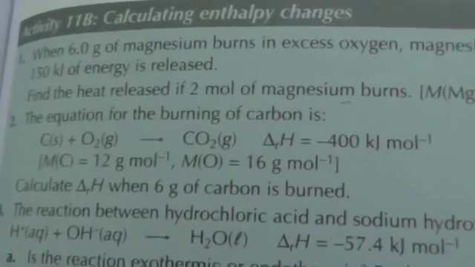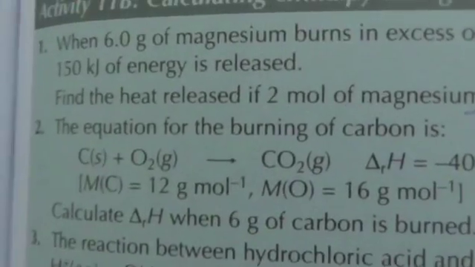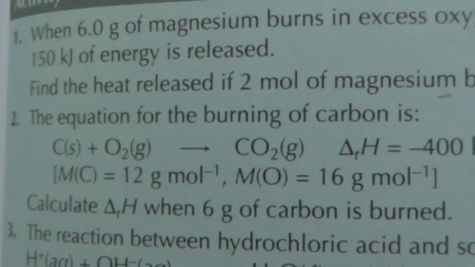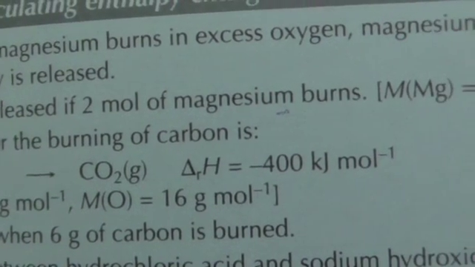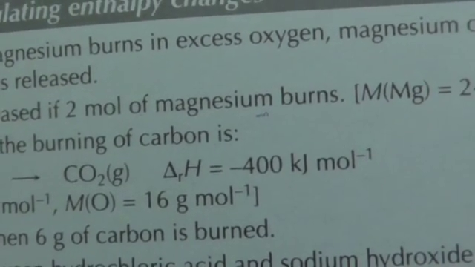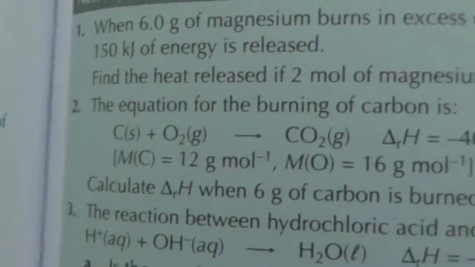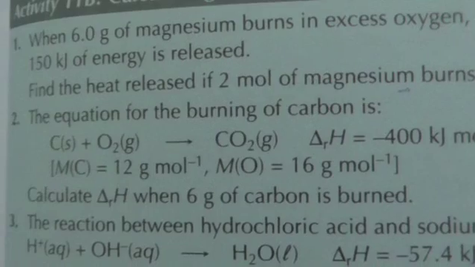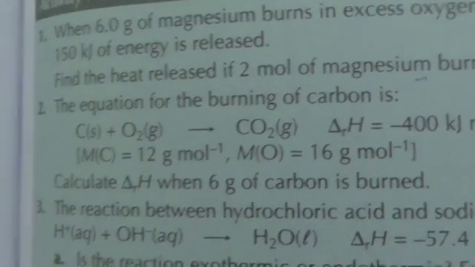Okay, let's go to the next one. The next question reads like this. The next question says, the equation for the burning of carbon is carbon solid burning with oxygen, which is a gas, to form carbon dioxide, and the delta H for that reaction is negative 400 kilojoule per mole. That means it's an exothermic reaction. So they've given you an equation for the burning of carbon. This is what happens when you burn wood, paper, anything.